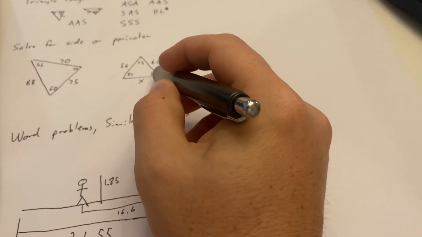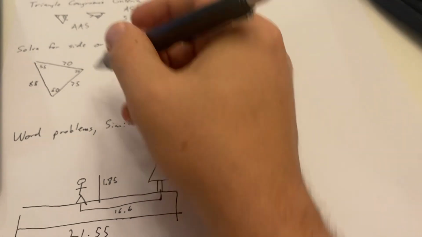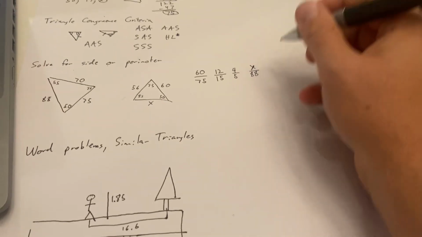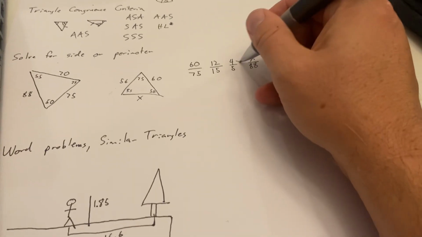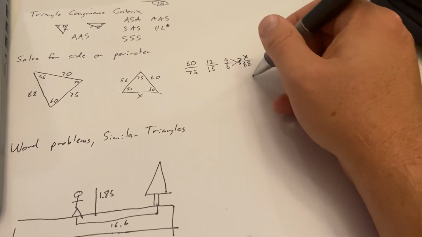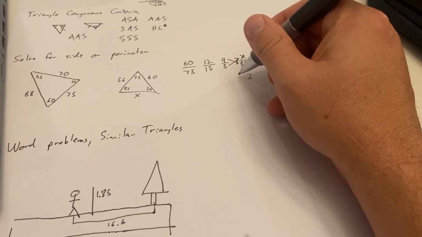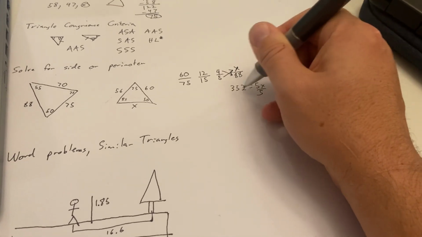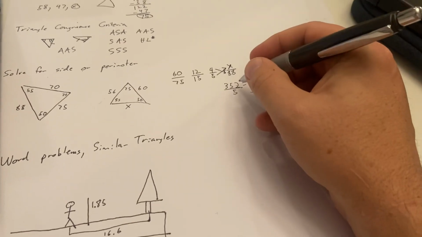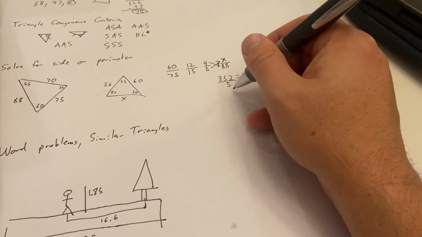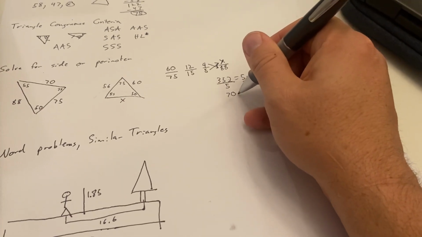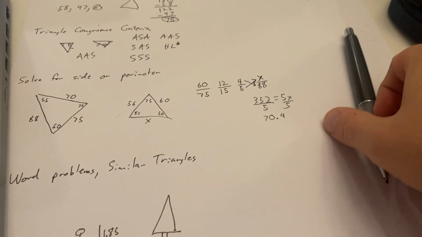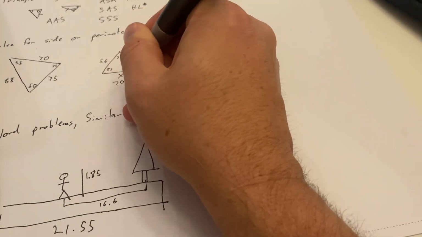Between the 55 and the 50 is what I'm looking for next. And I have 88 on my big triangle, and I have x on my small triangle. So I would cross multiply these. 8 times 4 is 32, and 32 again. So this is 352 equals 5x. I divide by 5, and I'm going to get 70.4, I believe.